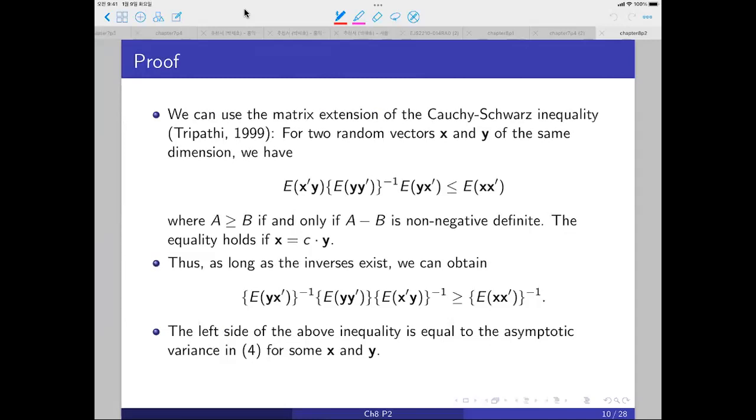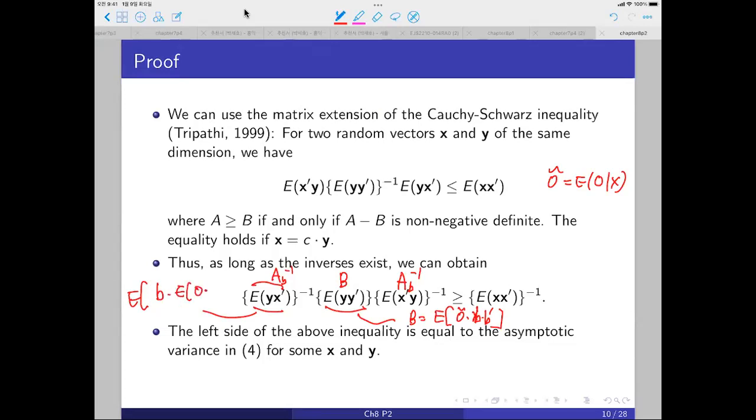So how do you connect? Basically this is A inverse, B, A inverse. So this is B. B is the expectation over O tilde X, B prime, right? O tilde is the expectation of O given X. And this one is the expectation of B times the expectation of O S0 prime, given X. That is A. So this is A.